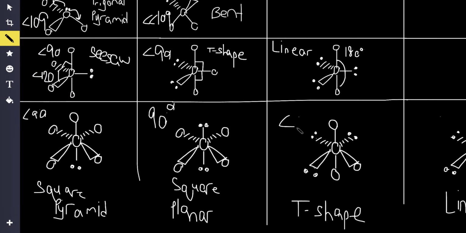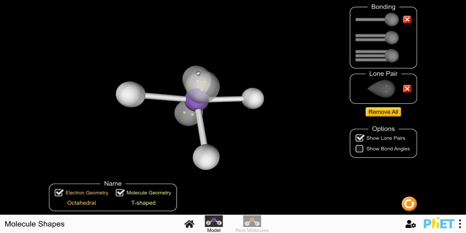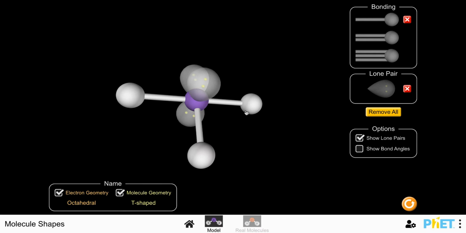The T-shaped structure, of course, has angles less than 90 degrees because you have the electrons. Now it's going to be in the same plane, right? You have one of the electrons now in the same plane as the other 3 atoms. So that's when the repulsion is felt, okay?